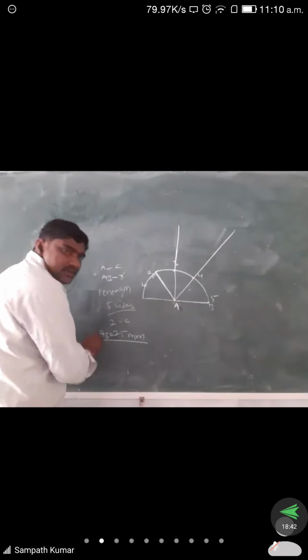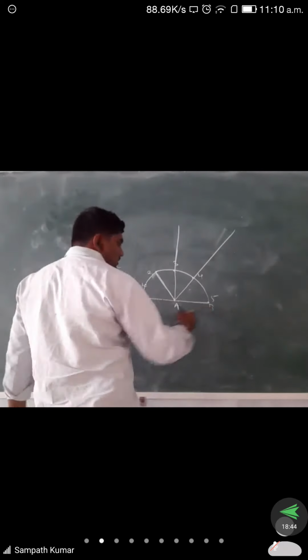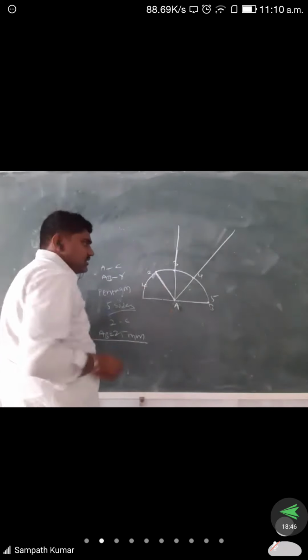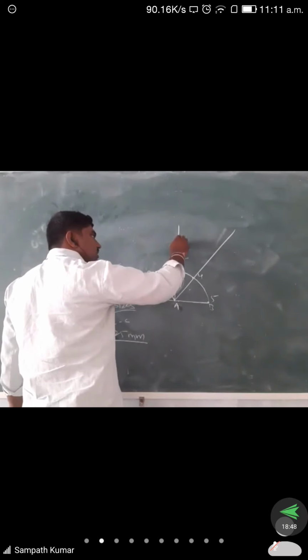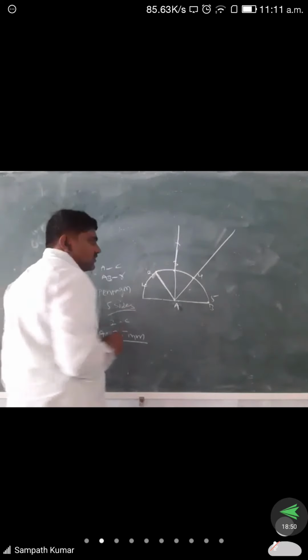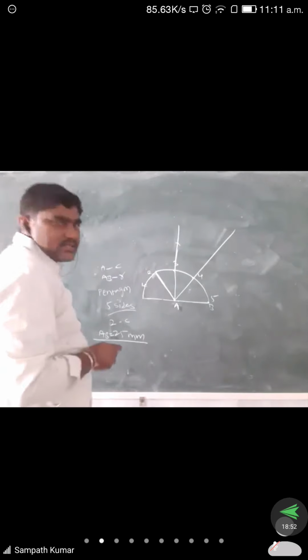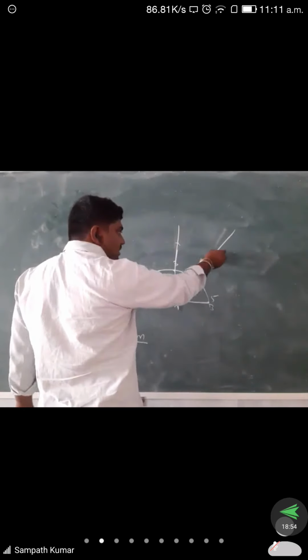AB is the radius. AB is equal to what? 25. Arc with A2 as a radius. 2 as a center, we have to draw the arc. One more point we have to get. Next, this point as a center, 25 mm as a radius.